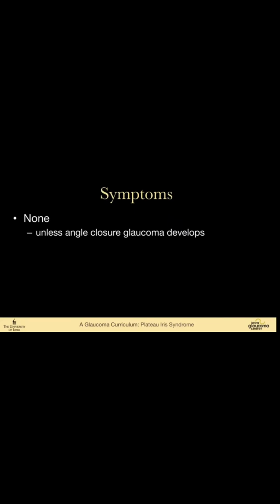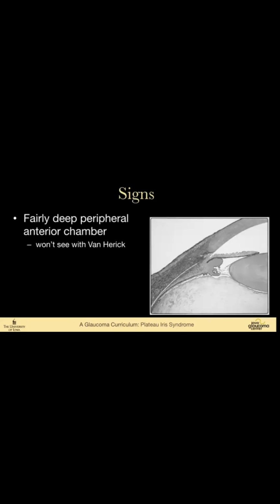They are generally asymptomatic unless they develop an acute attack of angle closure. When we examine them, they have a fairly deep peripheral anterior chamber, so one won't see the evidence of closure with the Van Herrick.